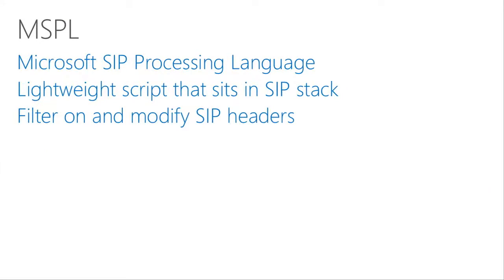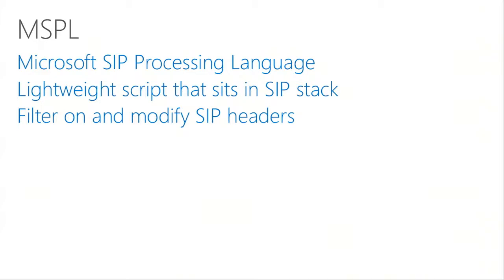And then there's MSPL, which is Microsoft SIP Processing Language, and allows you to develop lightweight scripts that will sit within the SIP stack and look for particular SIP headers. So this is how a lot of the products I mentioned earlier in the session around ethical walls and keyword filtering, they actually use these MSPL scripts to look for those kind of things.